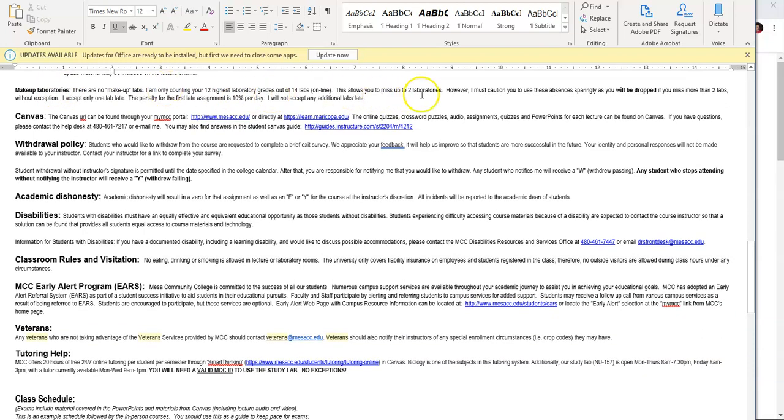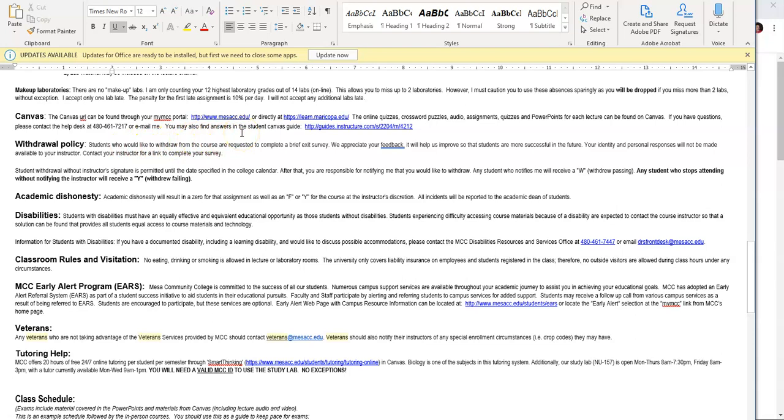No makeup labs. If you miss one, you just miss it and you lose the points. Like I said, you can miss 2 with no penalty. After that, I'll drop you. I accept 1 late lab, right? So you can tell me whatever excuse you want, whatever happened, and then you lose 10% per day for the late lab. After 10 days, it's 100%, so you might as well not turn it in. You know how to get to Canvas. It's probably not a big deal.